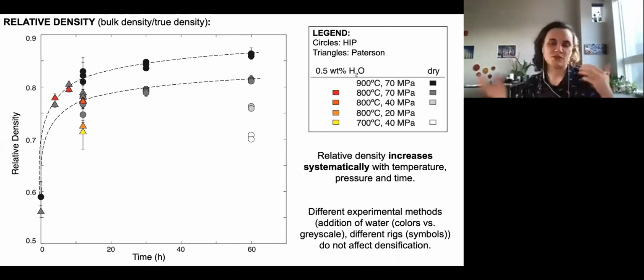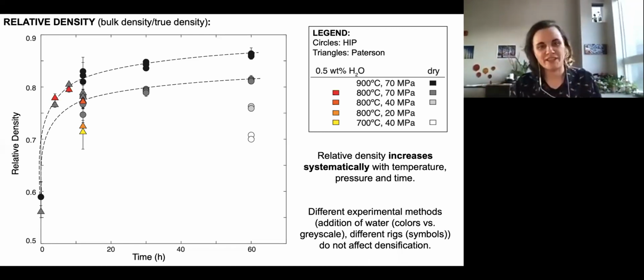Returning now to the physical and mechanical properties of my materials, I have a summary diagram here of relative density as a function of time and temperature and pressure, which are shown here in the legend. It's a little bit busy, because it also includes 2 different experimental apparatuses that were used, as well as the addition of water. But what I'd like you to take away is that relative density increases systematically with temperature, pressure, and time. Also, slight changes in the experimental methodology don't really seem to affect the overall densification trends that I'm observing.